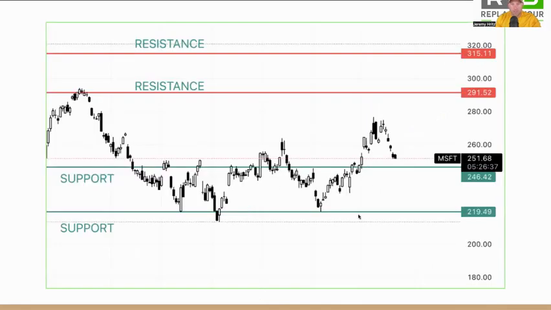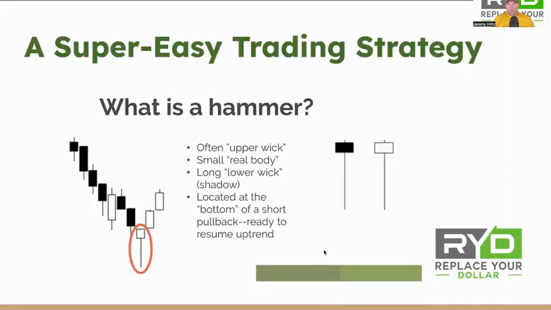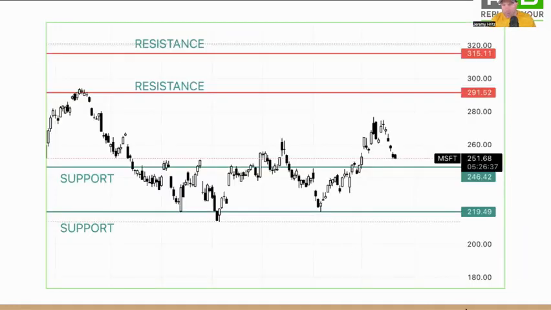All right, we're looking at this chart here. I think this was that Microsoft chart. Does anybody see a hammer at a support that's indicating a pullback that we could potentially trade? Yes. Yep. So it is right here.